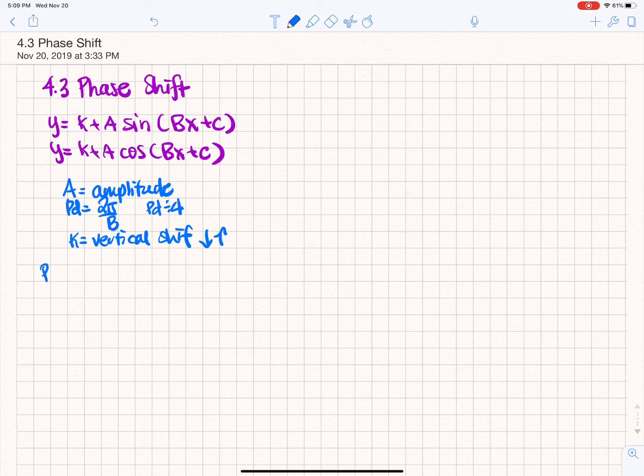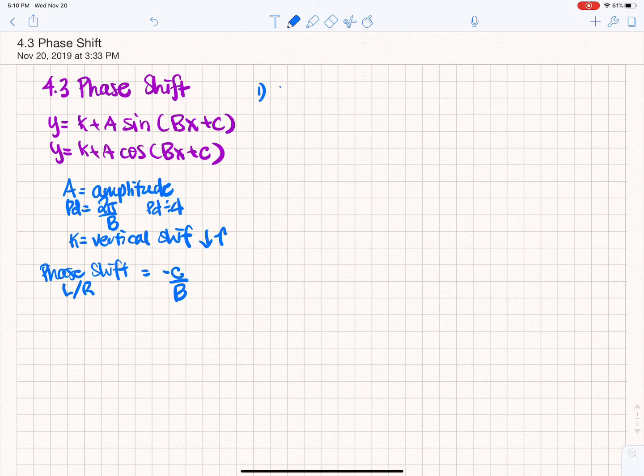Vertical shift is either shifting up or down. Now, in today's new lesson, we have phase shift. Phase shift is shifting left or right. And you have a new formula. It's negative c over b. Okay, let's look at example number 1.